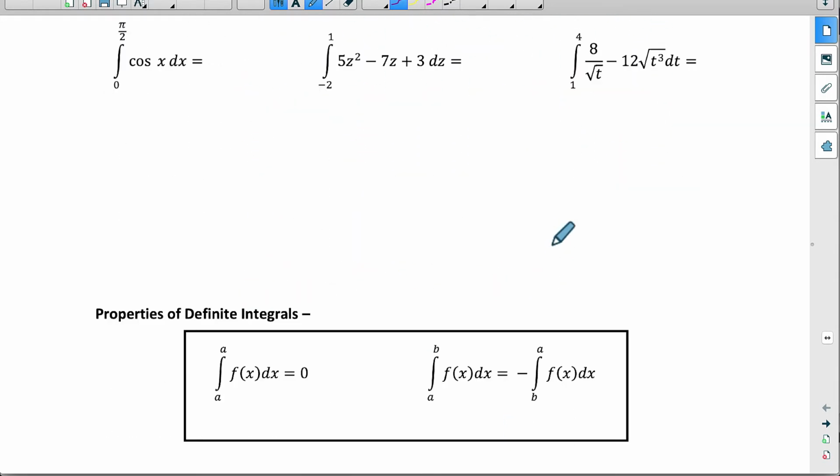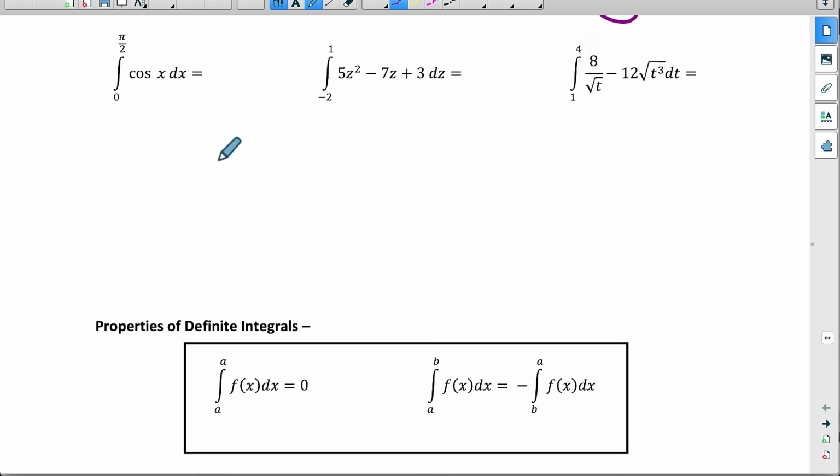So let's try a couple more of these, and we'll do it faster. We won't write as much stuff down. So here's what we do. We need to take the integral of cosine x. Remember what that equals? If not, check your list of common antiderivatives. It is sine x. Now, we're not going to put plus c.